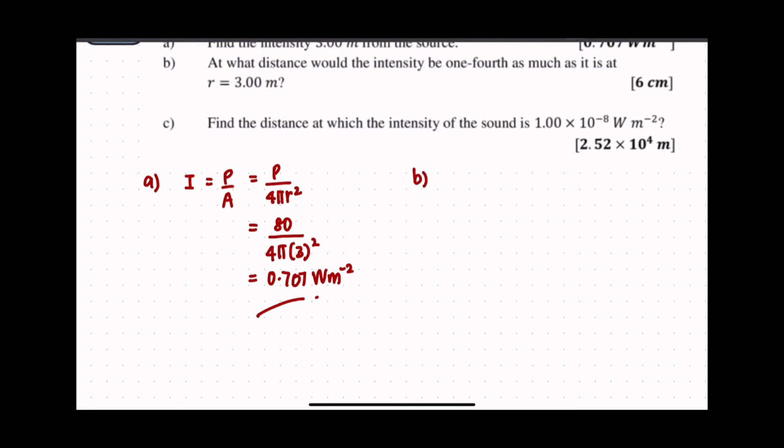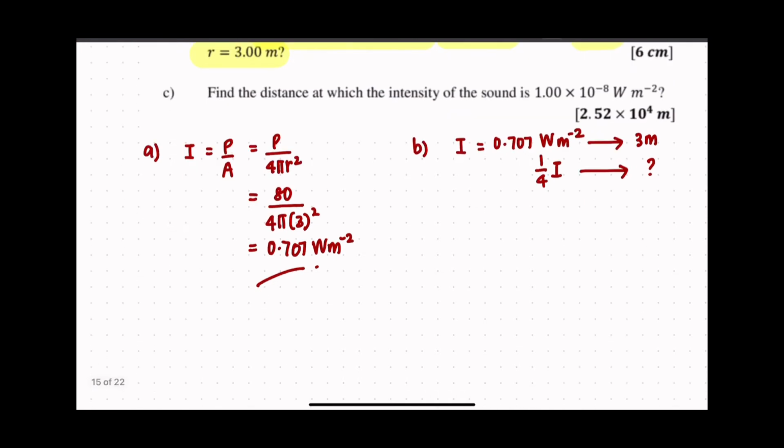Okay, so next is question B. At what distance would the intensity be one quarter of what it is at 3 meters? So it means that if the intensity is 0.707 watt per meter squared at a distance of 3 meters, where should the position be when the intensity is one quarter? That is what it means. So what can we compare here? I put it like this. You don't even need to put in the values. You just make a proportion. I like using this proportion.